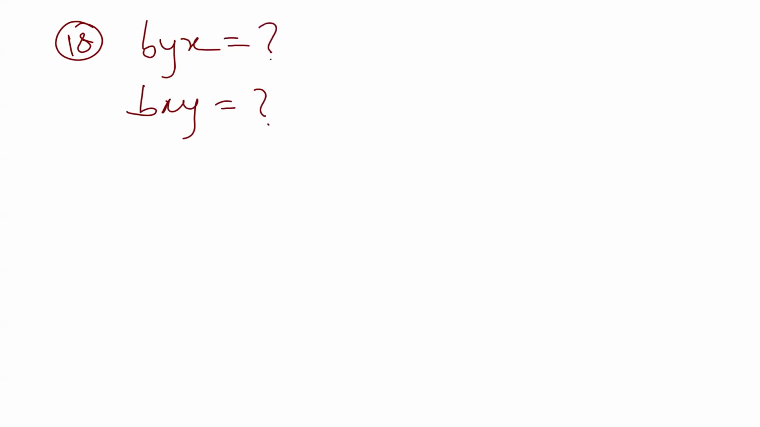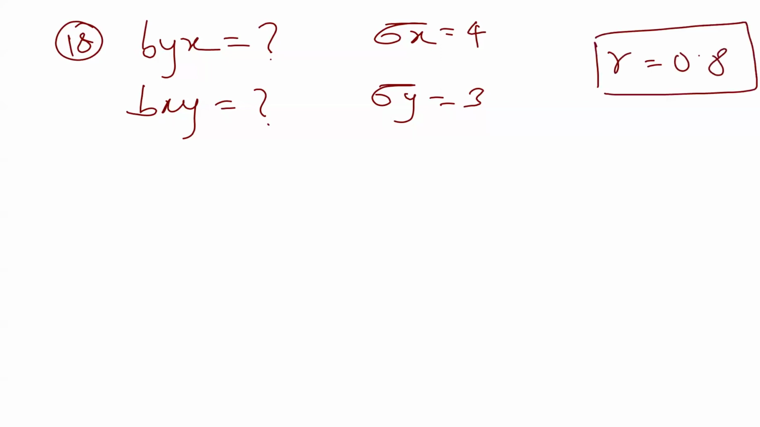In the same exercise, let us proceed with question number 18. Find the regression coefficients byx and bxy. These are the regression coefficients which are required in the problem, right? Standard deviation of x and y are 4 and 3 respectively. So standard deviation of x is equal to 4, standard deviation of y is equal to 3. They have also given the correlation coefficient, that is r. R is equal to 0.8. Fine.